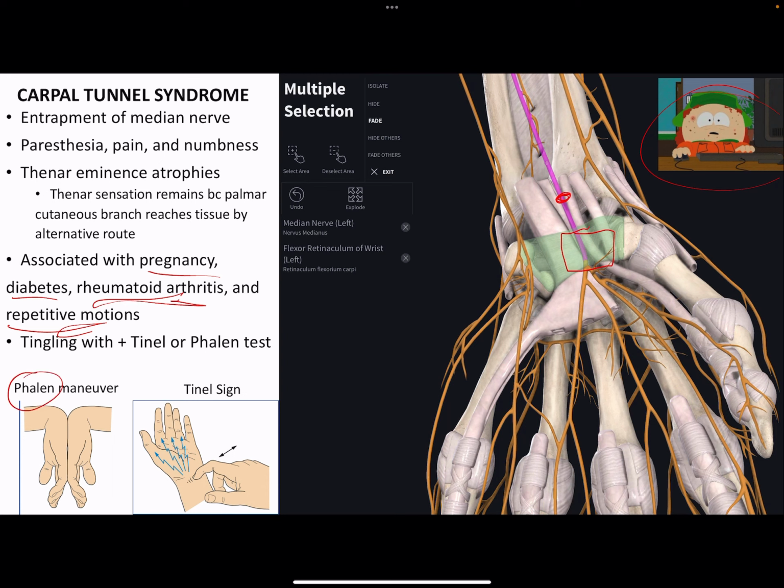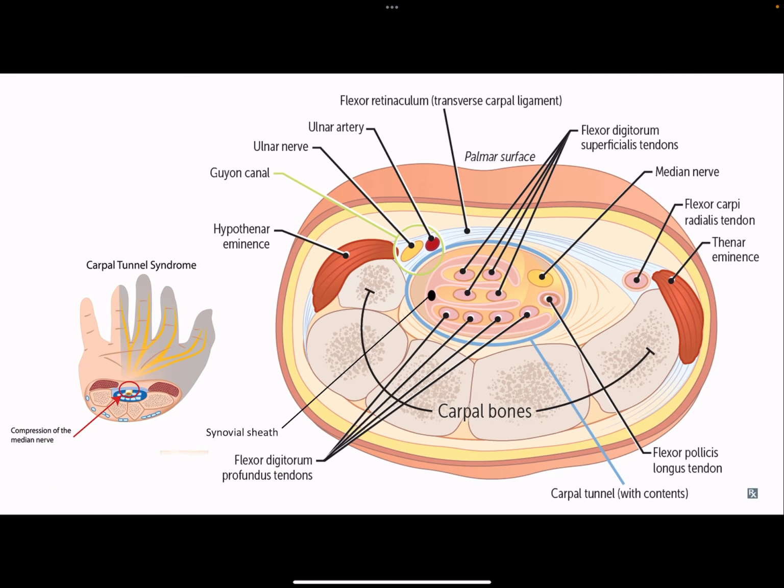We have the Phelan maneuver, where you just push the dorsums of your hands together, or the Tinel maneuver, where you just sort of tap right on the carpal tunnel, maybe a little bit proximal. And if you have a tingling, that's a positive sign that somebody does have carpal tunnel syndrome, a compression there. Very high yield, I think, to know this picture, or just what it looks like.